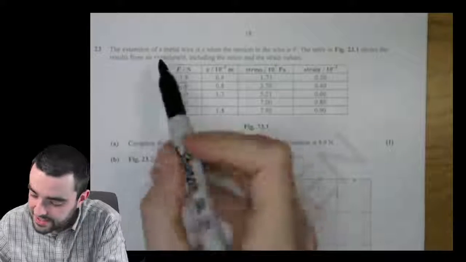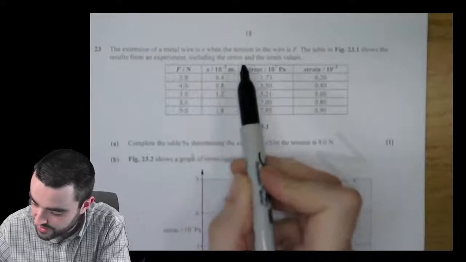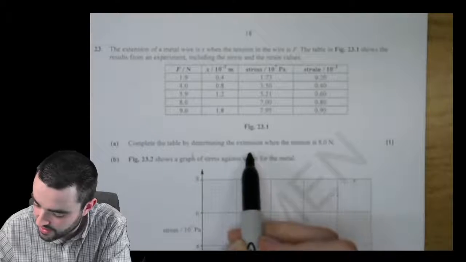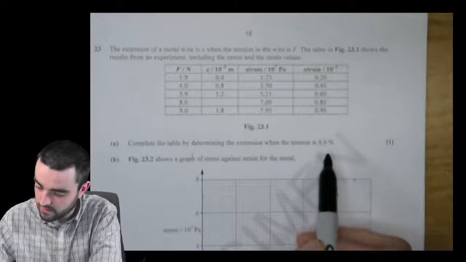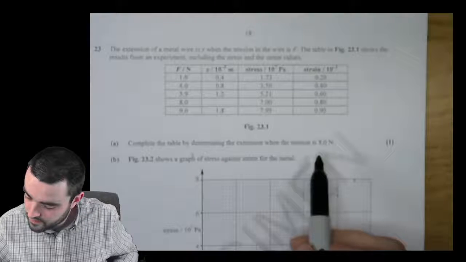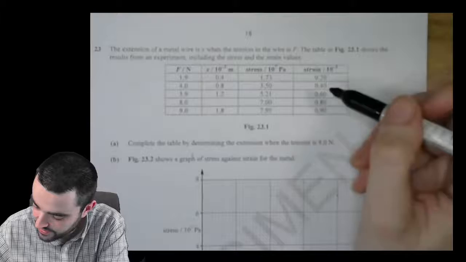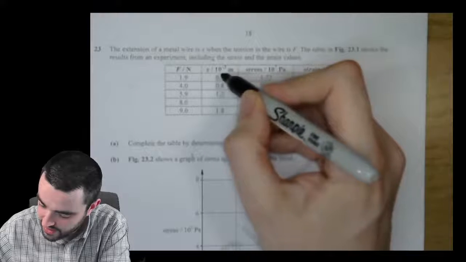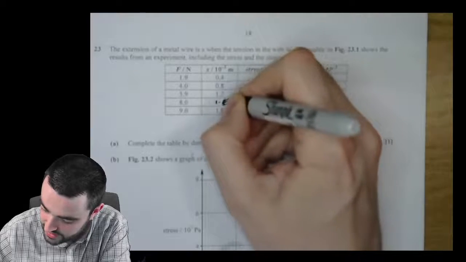Right. The extension of a metal wire is X when the tension of the wire is F. The table shows the results from an experiment, including the stress and strain values. So complete the table by determining the extension when the tension is 8 newtons. So what we're seeing is that this is going to be a linear relationship, because we're getting stress over strain, where we'd be measuring the Young's modulus. So it's going up by 0.4 each time. So this would be 1.6.